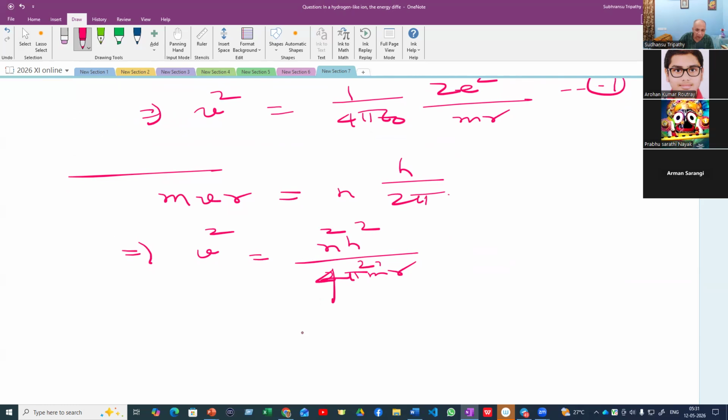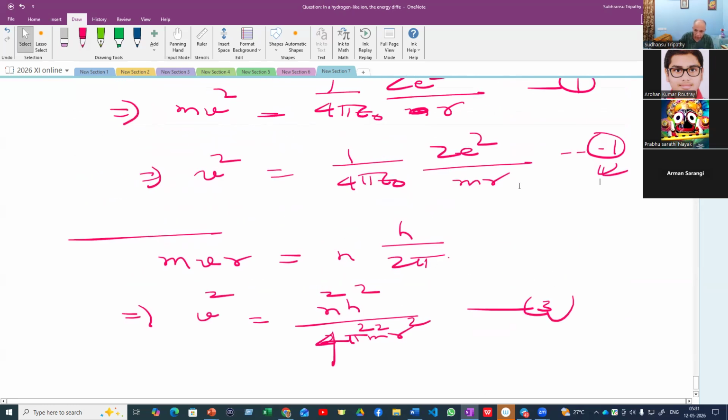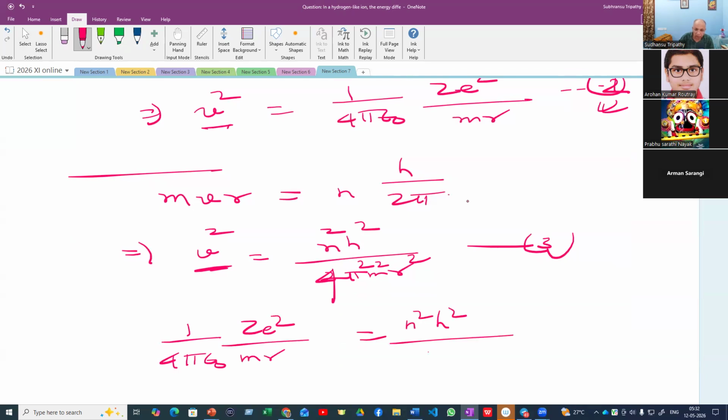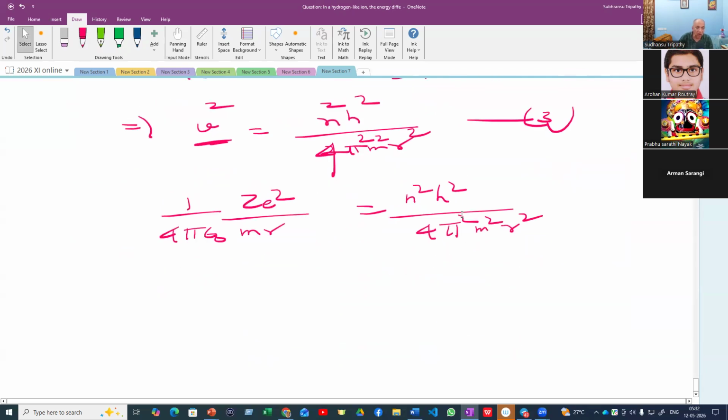And we equated this equation 2, from the centripetal force, with this from Bohr theory. This is the general centripetal v square, and this is from Bohr's postulates. So if we equate them, 1 by 4 pi epsilon naught Ze square by mr is equal to n square h square by 4 pi square m square r square, we got the value of r. One r got cancelled, and finally we got r.